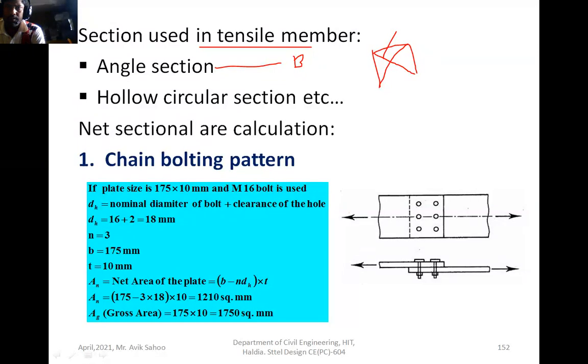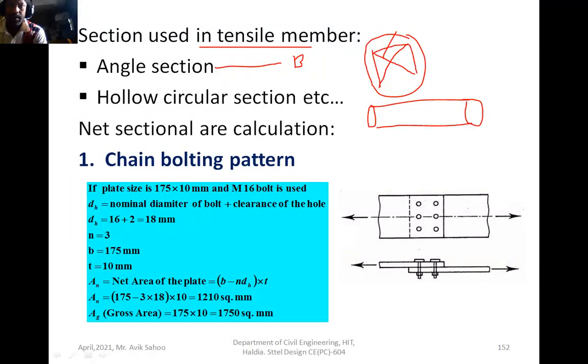In this way the force is transferred, and it will prevent the lateral forces. The function of bracing is to prevent the lateral forces, and it also minimizes the sway and increases the stiffness of the structure, so that it resists the load effectively. Angle sections are used in truss members. Hollow circular sections are also used in tensile members.